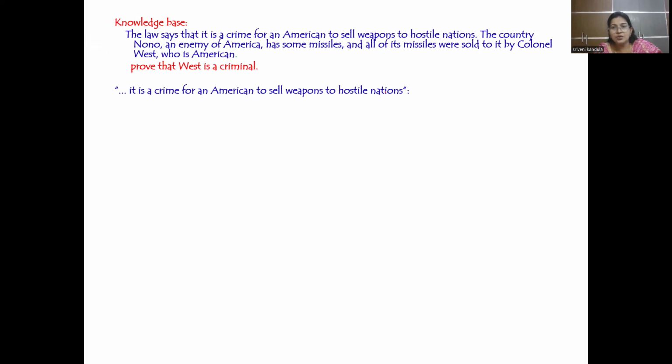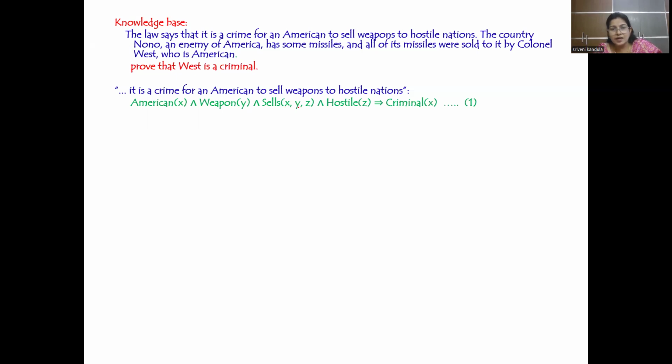And we also have hostile nations. So this can be broken up into simple sentences. First thing is American of X, then weapon of Y. Weapons we have, right? So this we are replacing with a literal Y. And this sells X is nothing but America.